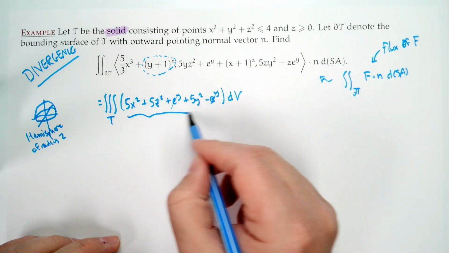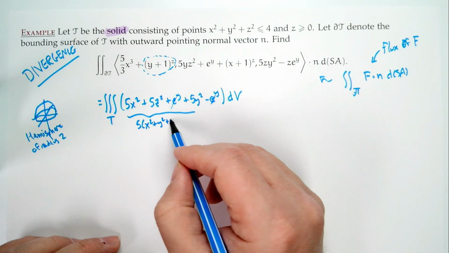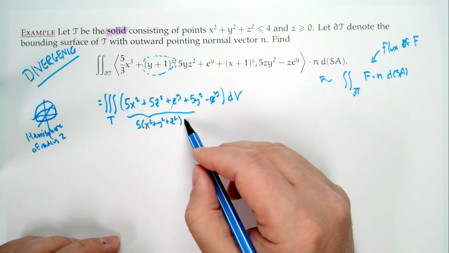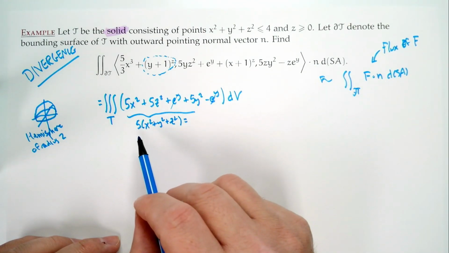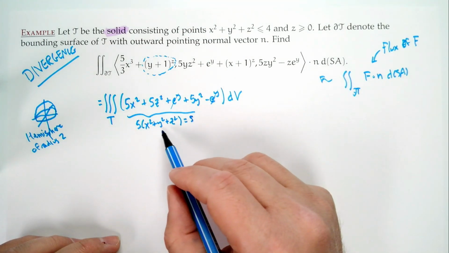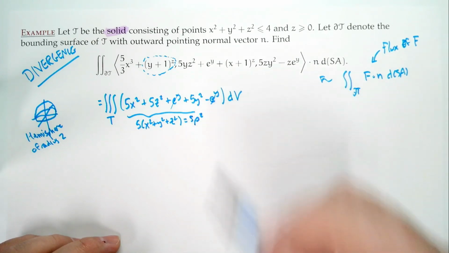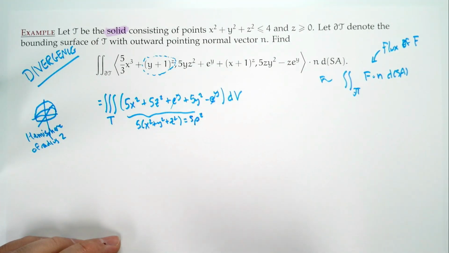This is really what's left: 5 times x squared plus y squared plus z squared. Of course, in spherical coordinates, 5 becomes 5, no surprise there. But x squared plus y squared plus z squared becomes rho squared. All right, that's a nice function.